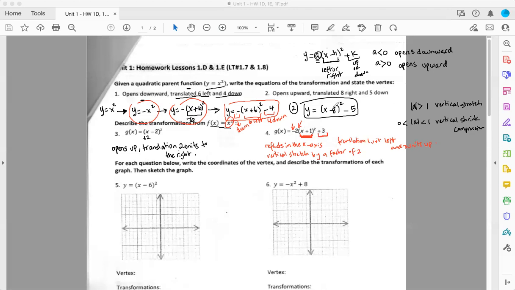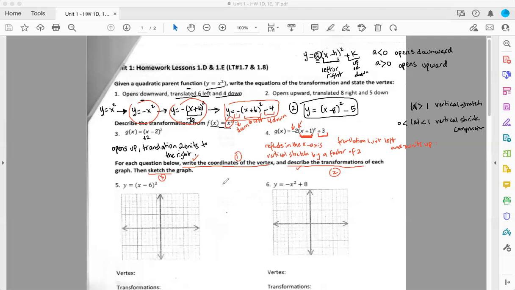Numbers 5 and 6. For each question below, write the coordinate of the vertex and describe the transformation of each graph, then sketch. So make sure when you read a question, you break it down into its parts, because every part of the question has a number of points associated with it. So here, what are you expected to do? It says, for each question below, write the coordinates of the vertex. That's item number 1 that I need. And then the second item is, describe the transformation. You see, these are action verbs, write, describe. And then the third and last is what? Sketch. So you're expected to do 3 things. Make sure you complete all 3 tasks, right?